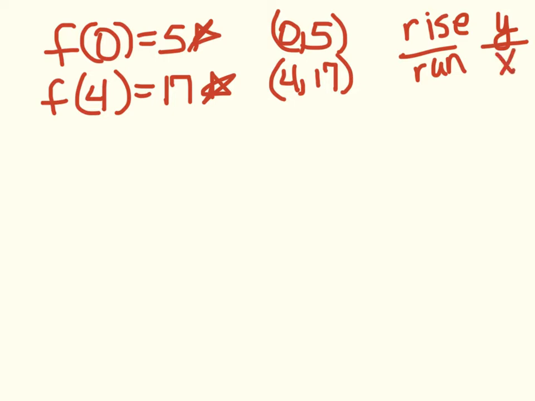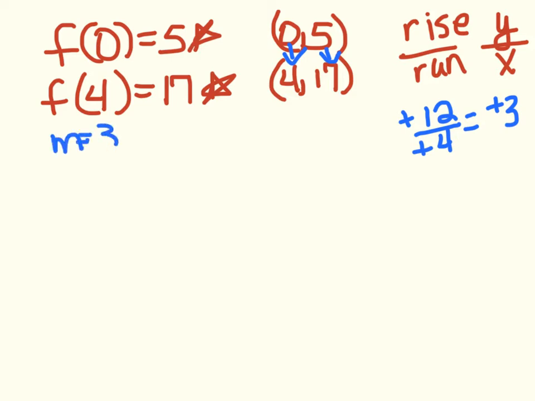So let's see, what was the change in the rise? Here is our y value of 5, and it's going to 17. So from 5 to 17, the rise was an increase of 12. Now let's figure out the change in the run. The run went from 0 to 4, so that was an increase of 4. So it was an increase of 12 over an increase of 4, which, when you reduce that, is an increase of 3. So your slope is a positive 3. Now we have our slope.